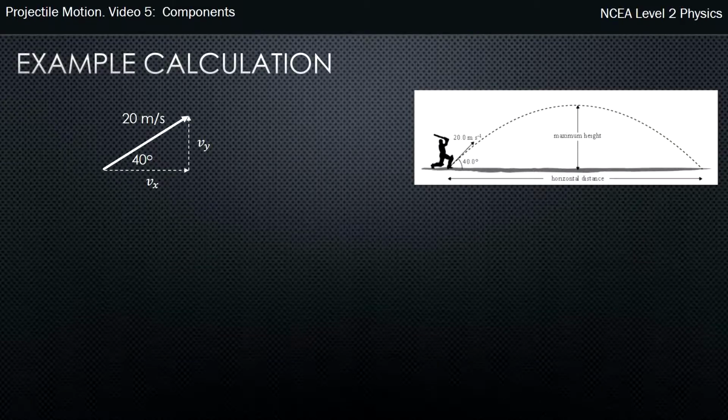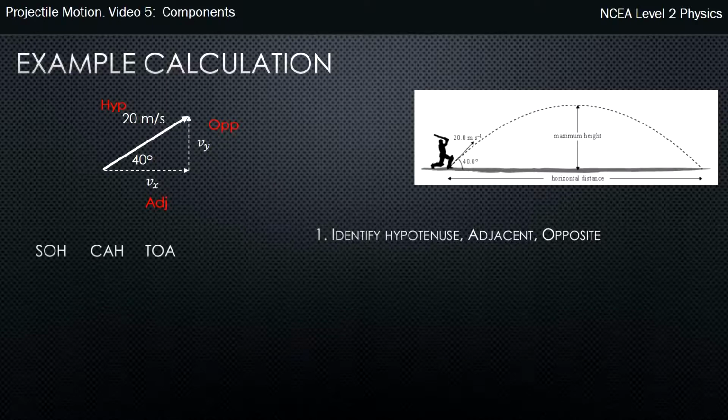So for the exact same numbers here, how would I go about calculating this? Well, it's a triangle, and I like to draw on my triangle the hypotenuse, adjacent and opposite. So opposite the angle, I've got the adjacent to the angle and the hypotenuse, which is the 20 meters a second. I also like to write down SOHCAHTOA before I start, just so I know to put the right pairs of sides together with the right function, and then identify the missing values.